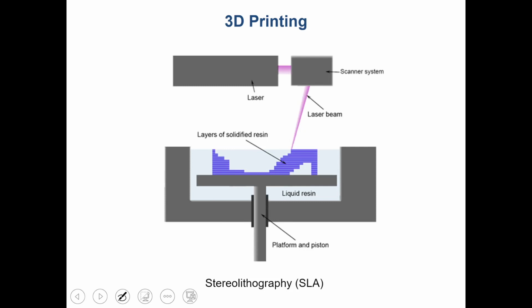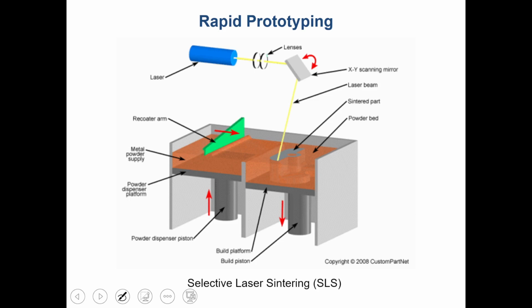This is 3D printing stereolithography, SLA. It is another technique that uses lasers. One is the fusion model, and there are lasers there. The laser and scanner system and laser beam will melt things like acrylic sheet or nylon, and then the parts will be fabricated accordingly. This is rapid prototyping. Selective laser sintering is another technique.